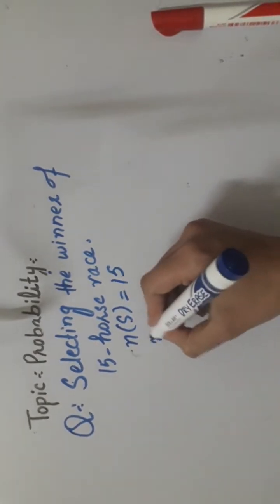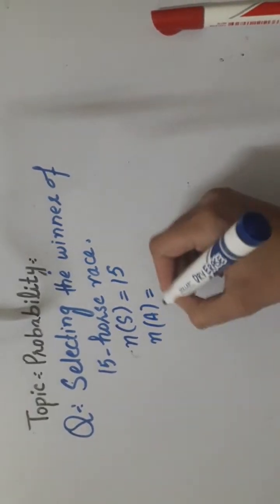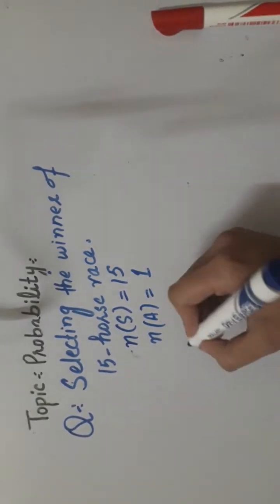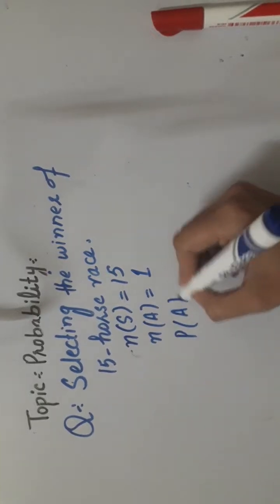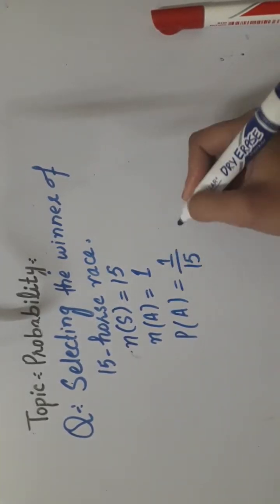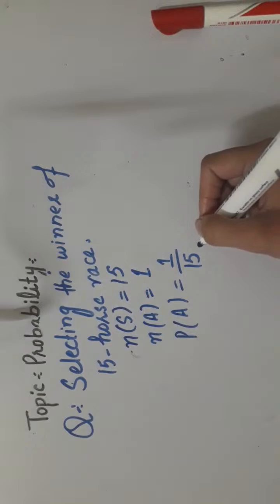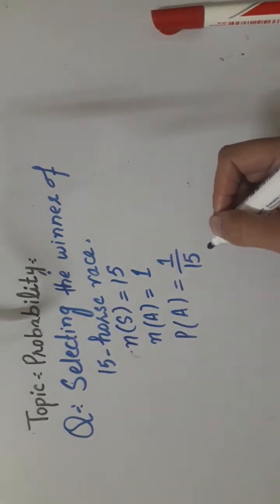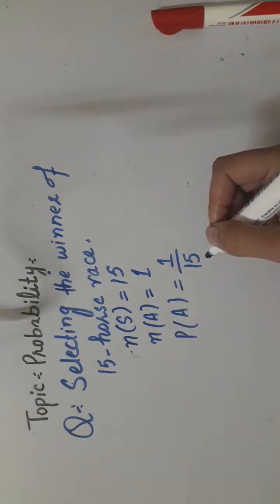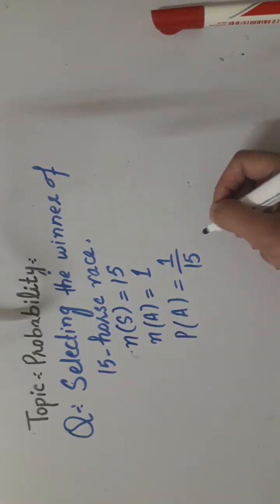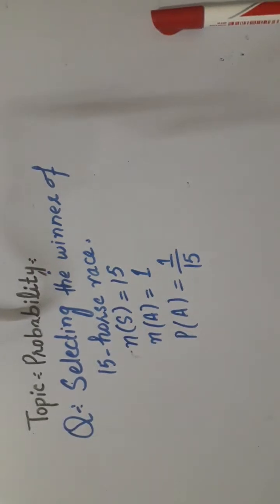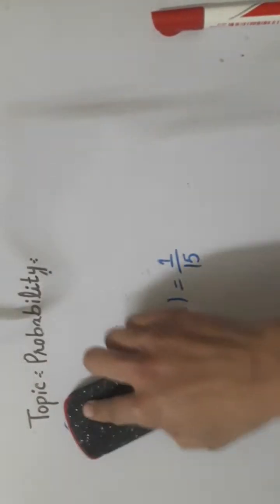And anyone will be the winner. So the probability of this will be 1 by 15. Any one horse will win the race. So probability is equal to 1 by 15. Now we will solve another important question. Mostly this type of question is asked in exams. You just have to predict the exact answer.